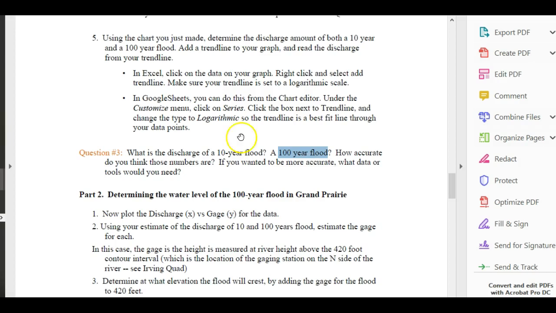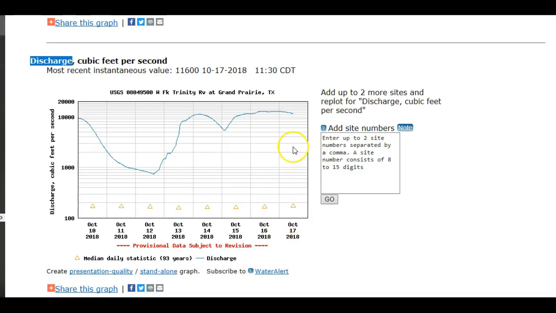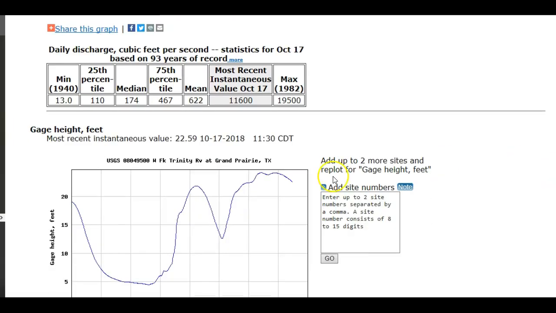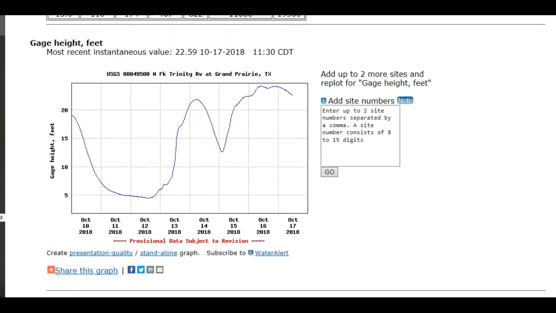So if I go back and look at the website today, is it near 65,000? No. So as of right now, I'm thinking the answer is going to be no. Okay, daily discharge, again, this is the most recent. That's nowhere near 65,000. All right, well, let's look at gauge height.